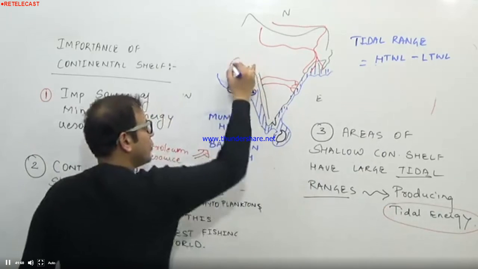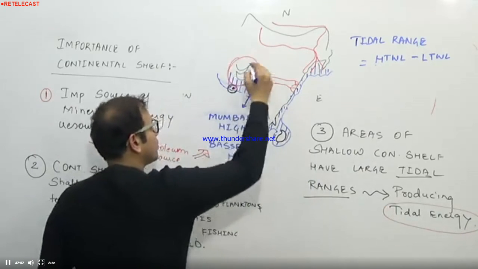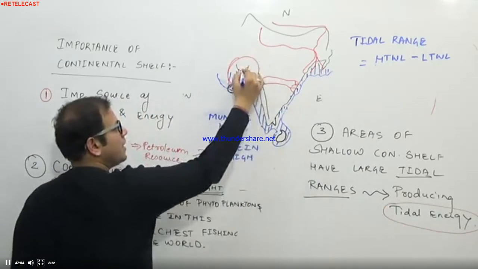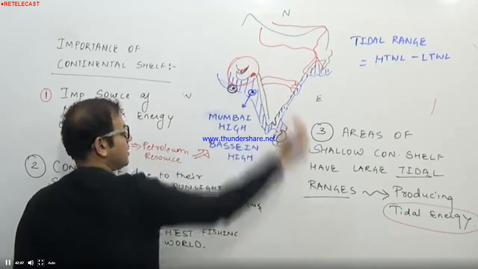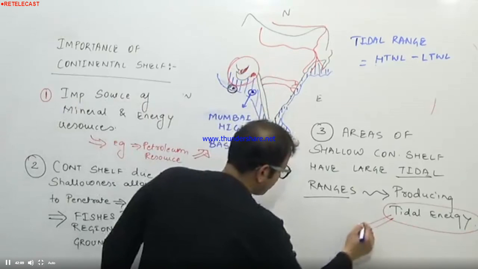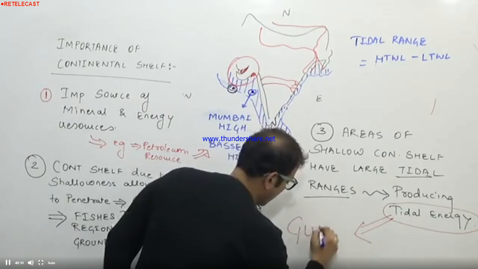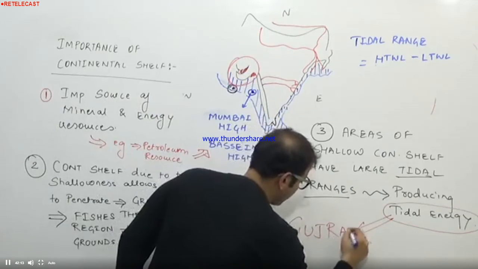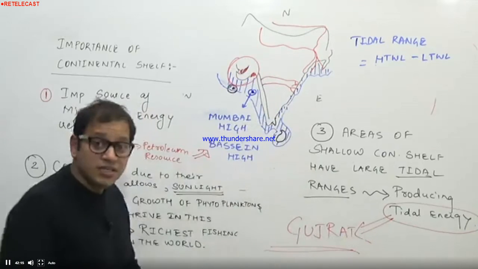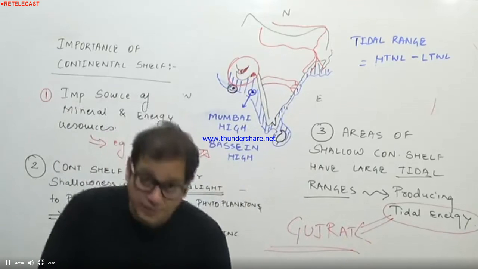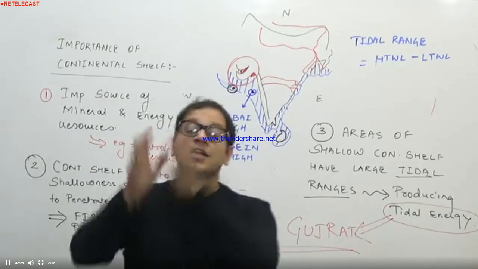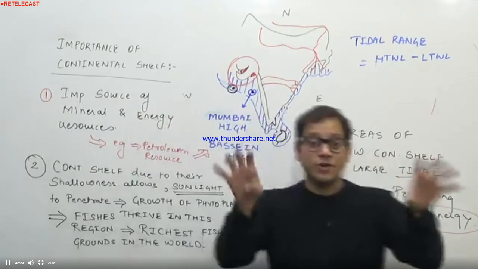Now because the continental shelf is very narrow, especially the tides are very high in the Gulf of Kutch and the Gulf of Cambay region. Therefore, the tidal energy potential is very high in the state of Gujarat, in the Gulf of Kutch region, in the Gulf of Cambay region. This is the site for the potential development of tidal energy. Now, this is the importance of the continental shelf.